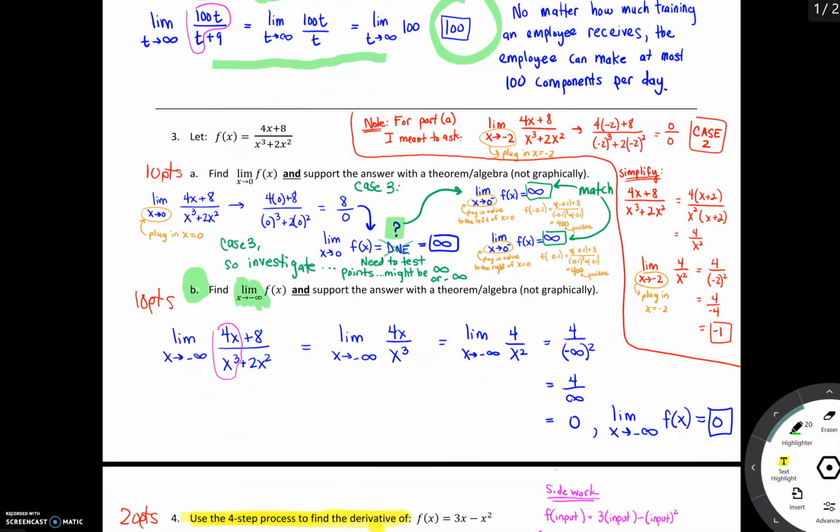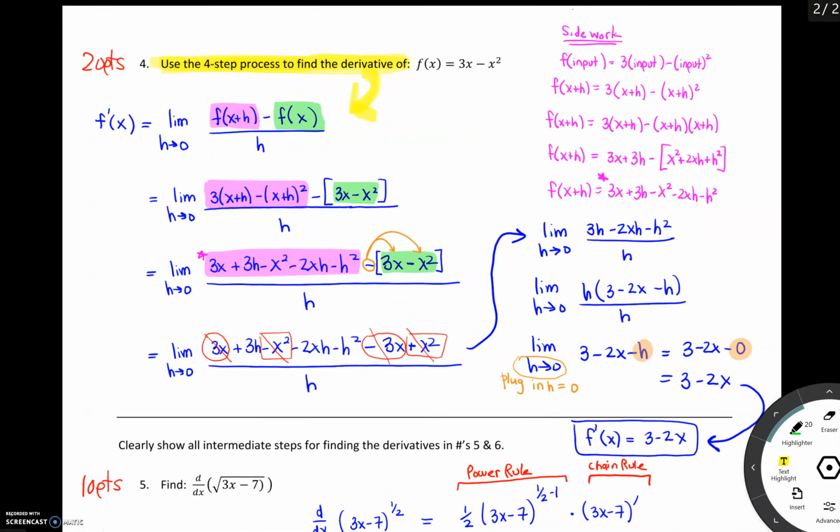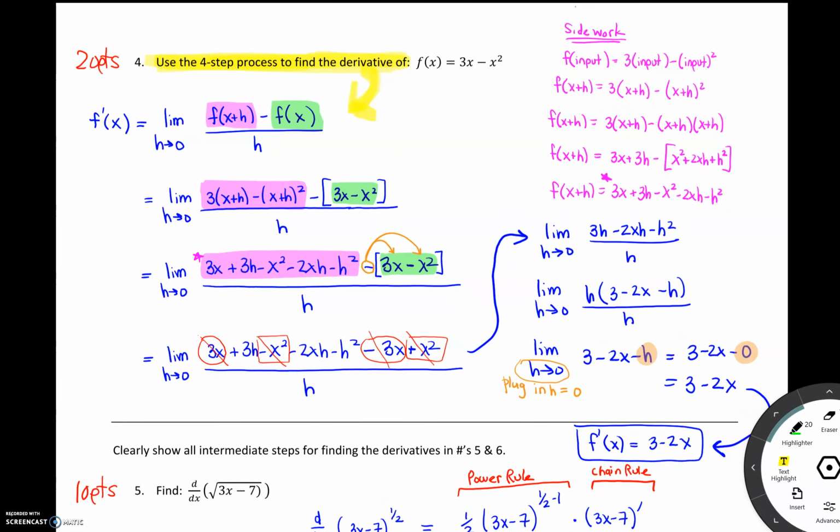Okay, the only other thing I wanted to point out was on question number 4, when you're asked to do the 4-step process, there is some wishy-washy notation going on. So make sure you're keeping that limit notation in your work all the way until you're actually ready to take the limit. So what I needed to see was that you are taking the limit as h goes to 0 of this simplified difference quotient.